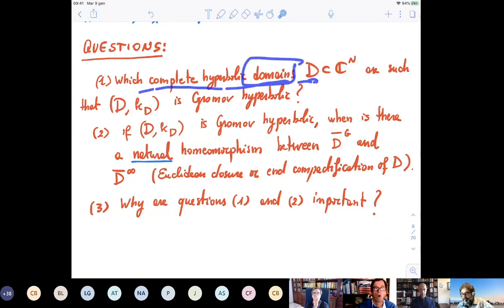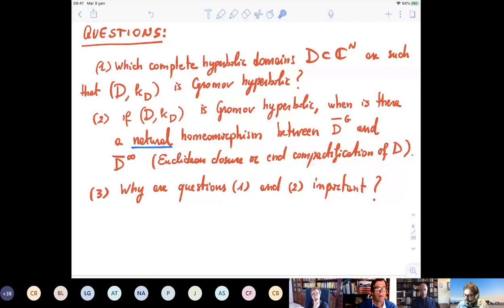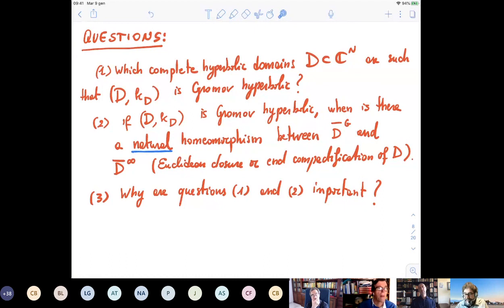Second question, if you do have a Gromov hyperbolic domain, when is there a natural homeomorphism between the Gromov boundary, so the Gromov topological space, and the Euclidean closure or the end compactification of D if it is unbounded? I won't enter into the definition of this because of lack of time, but if you don't know what the end compactification is, just think about a bounded domain and then you take the Euclidean compactification. And then mainly, okay, these are natural questions and might be interesting by themselves, but why are they important?